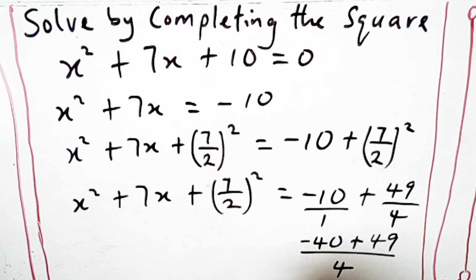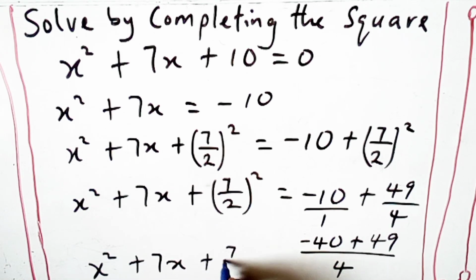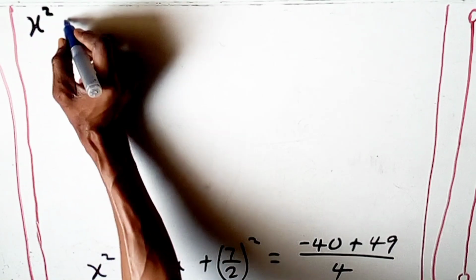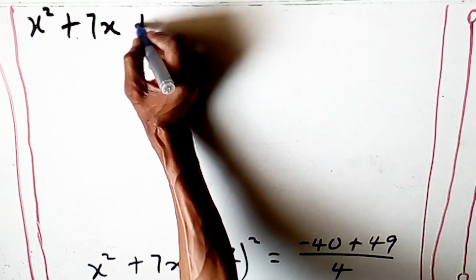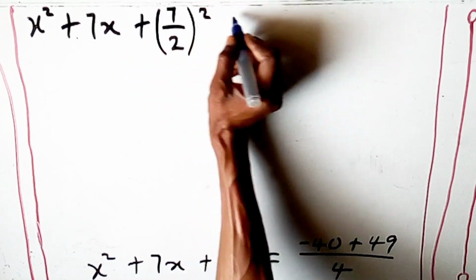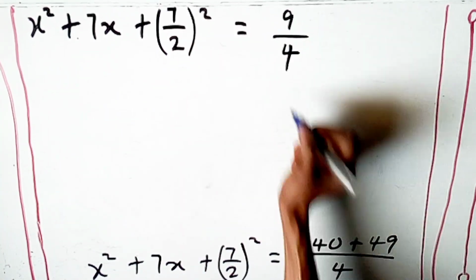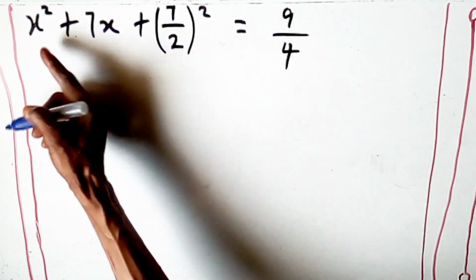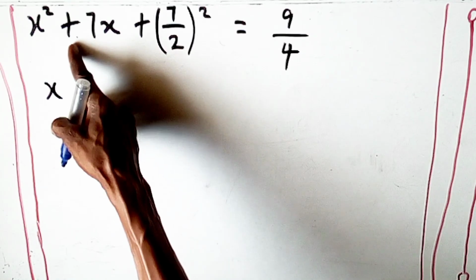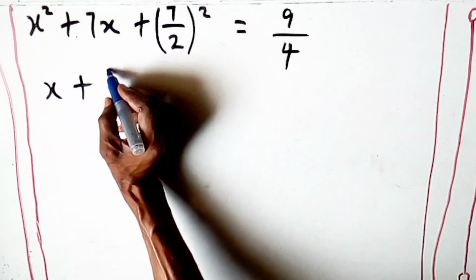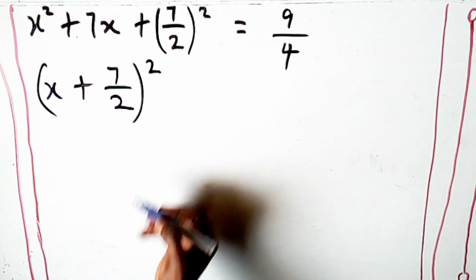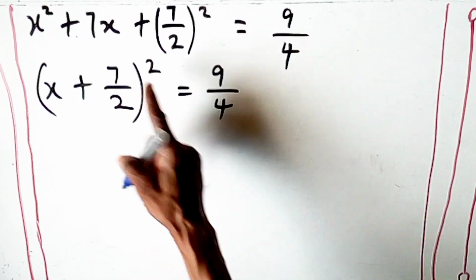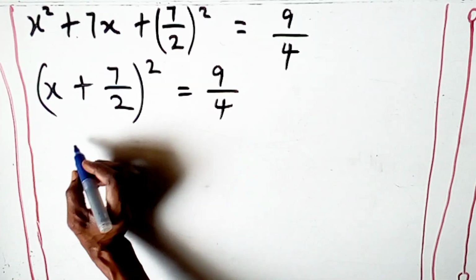So we're going to actually factorize the left-hand side. And the easiest way to do that is I'm going to take 1 of x, then the sign there I put in between, then I take 1 of 7 over 2, I square both. So that is the easiest way to factorize the left-hand side. So equals to our 9 over 4 that we got. So x plus 7 over 2 all squared equals to 9 over 4.